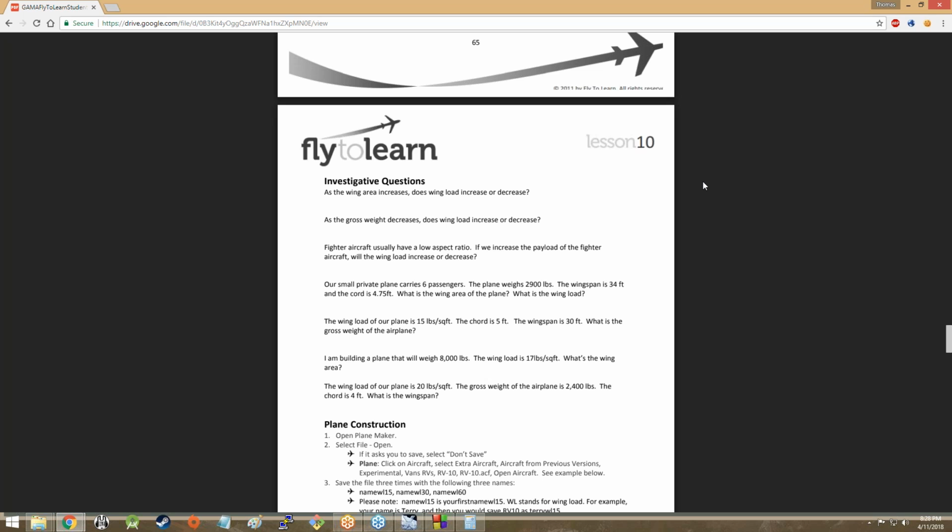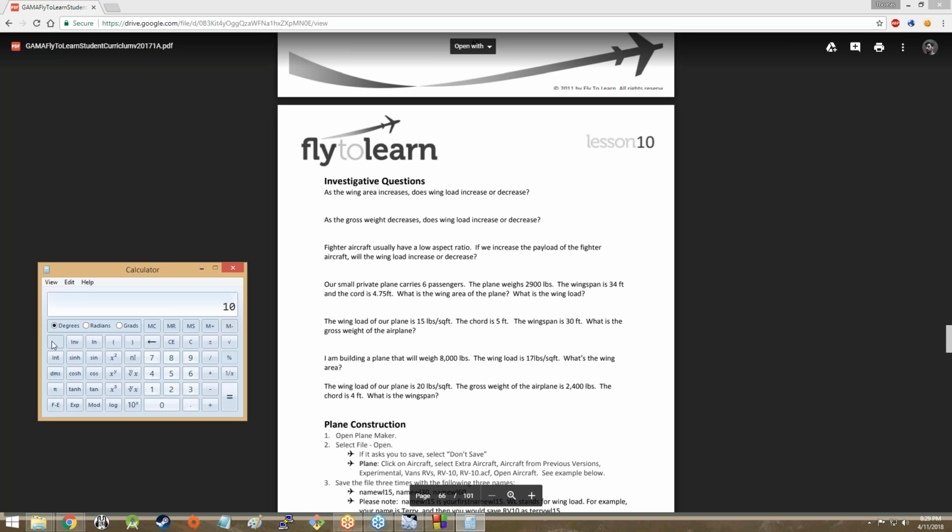So our small private plane carries 6 passengers. The plane weighs 2,900 pounds. The wingspan is 34 feet and the chord is 4.75 feet. The plane does not take off. What is the wing area of the plane and what is the wing load?